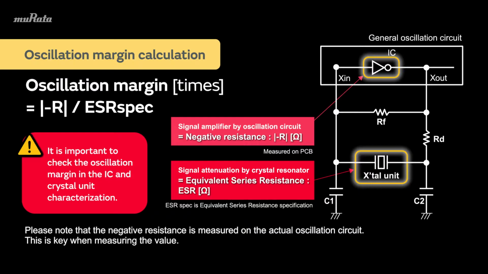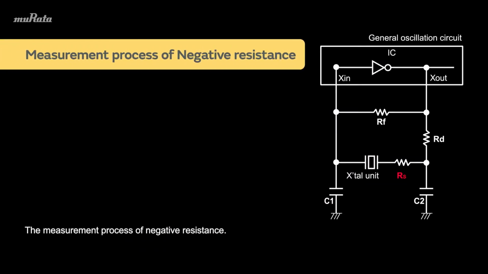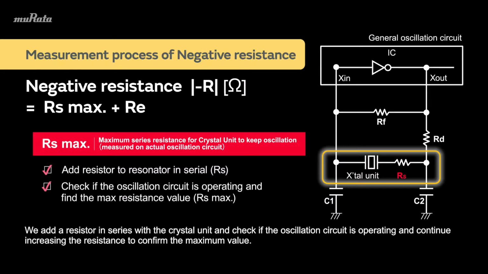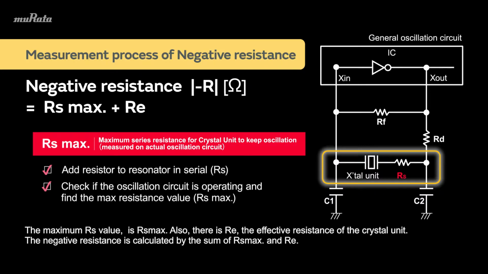Please note that the negative resistance is measured on the actual oscillation circuit. This is key when measuring the value. The measurement process of negative resistance: we add a resistor in series with the crystal unit and check if the oscillation circuit is operating, and continue increasing the resistance to confirm the maximum value. The maximum RS value is RS max.